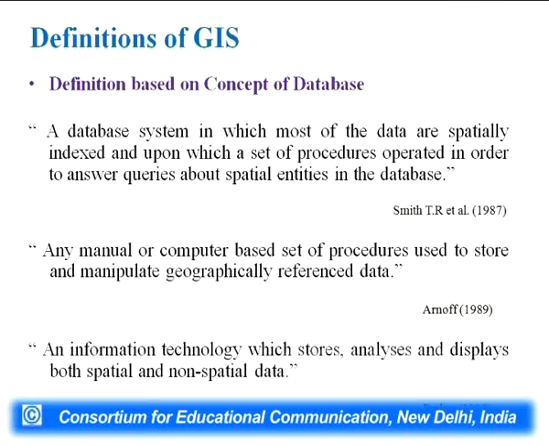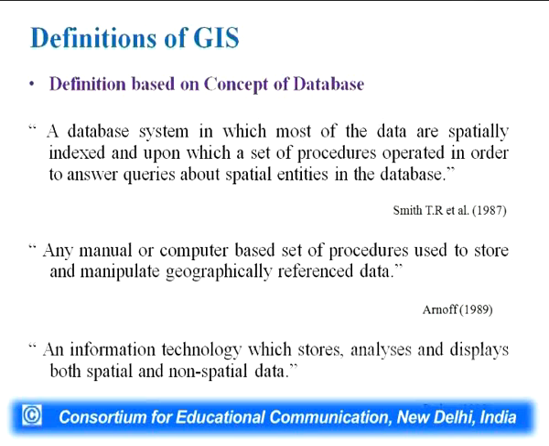So the proponents of the GIS technology, those who focus more on the data, how to manage the data, how to analyze the data, how to store the data in a better way, have focused more on the management and manipulation of the data, and storing of data, in their GIS definition. So if you see the first definition, he says that the database system in which most of the data are spatially indexed and upon which a set of procedures operate in order to answer queries about a spatial entity in the database. Aronoff also says that GIS manipulates geographically referenced data.